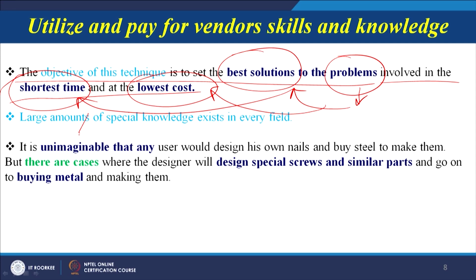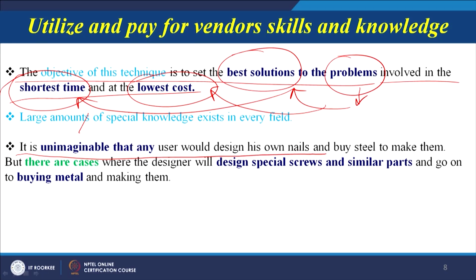So, there are vendors, as it is I think a carry forward of our previous point. Wherever vendors are available, they are experts in their domain, we must take advantage of their expertise. It is unimaginable that any user would design his own nails and buy steel to make them. When people have already optimized everything, they are manufacturing nails in mass production, why should we, for a smaller quantity, design our own nails and buy steel and then start manufacturing? We should buy the nails or standard parts as are available from the market.